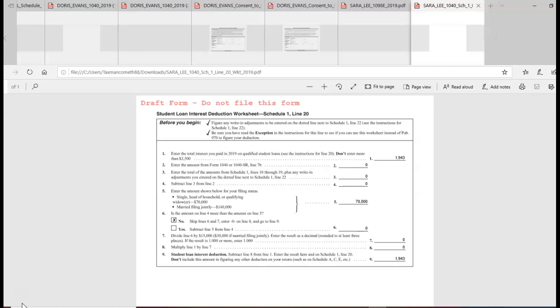We have two versions of it. We have a short version, which is 9 lines, and we have a longer version, which is 16. They're for dealing with two different types of clients. And Publication 970 is the publication you use to reference education credits, which covers the American Opportunity Credit and the Lifetime Learning Credit.